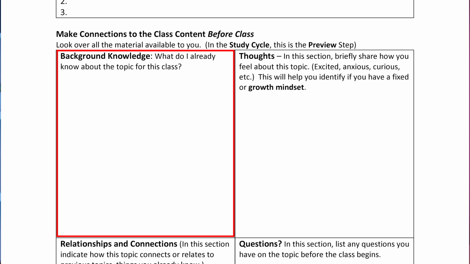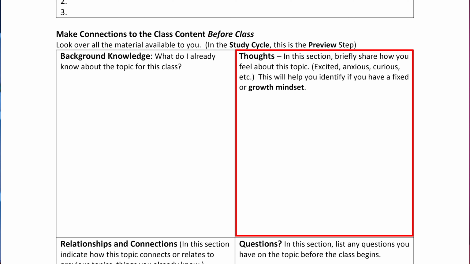We want to ask ourselves, what do I already know about the topic of this class? Taking a minute to think about and write down your answers to this will allow you to assess your confidence before lecture, and it increases your ability to remember things long-term that you've already learned about that subject matter.